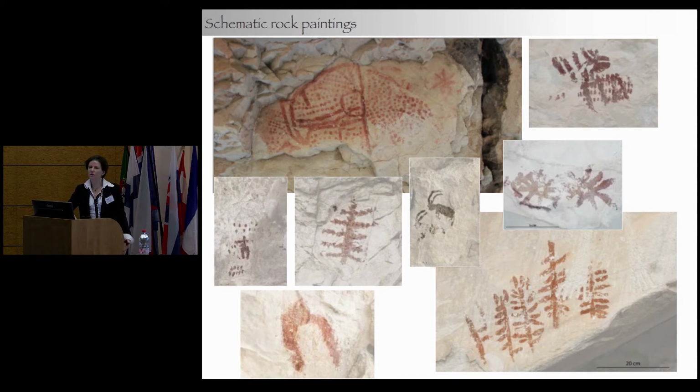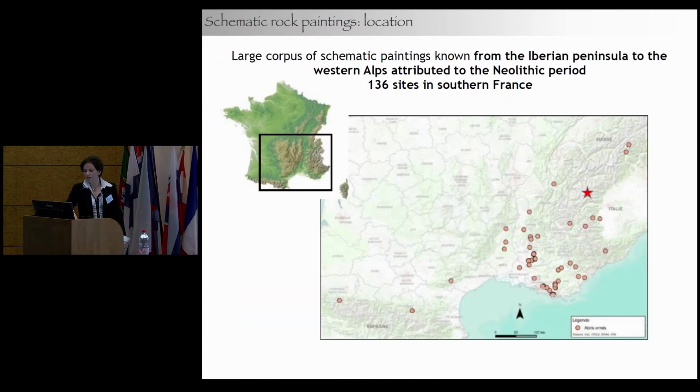That means that we can't do any absolute dating on these paints. Due to the archaeological environment and the distribution and the corpus of this schematic painting, known from the Iberian Peninsula to the Western Alps and at the frontier of Italy, archaeologists can attribute this schematic painting to the Neolithic period, from the 5th to 2nd millennia before present.